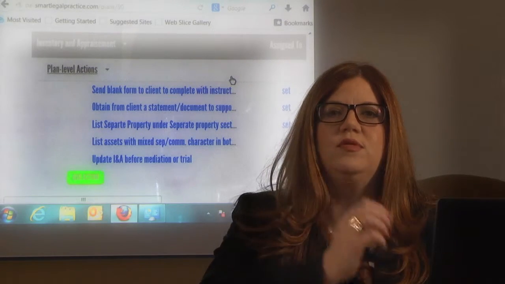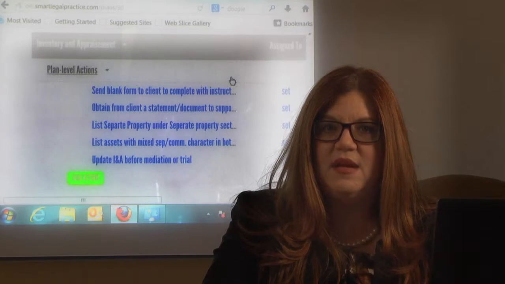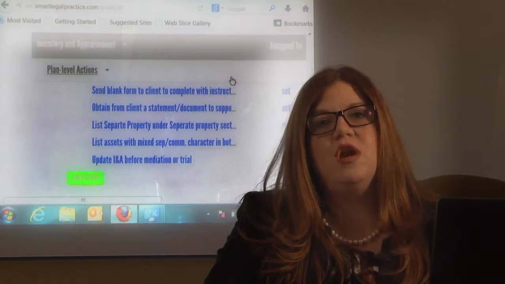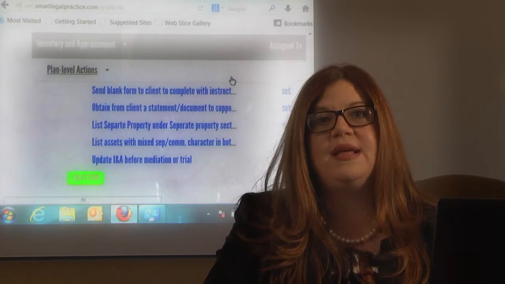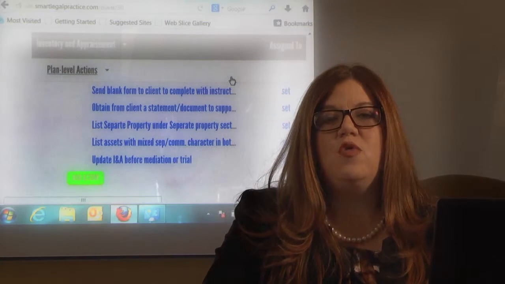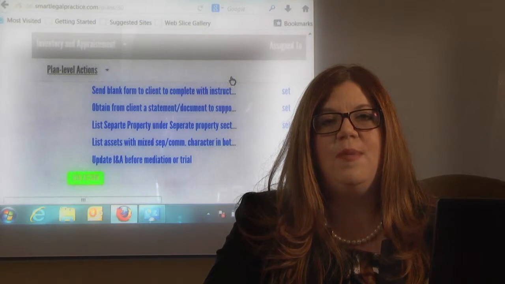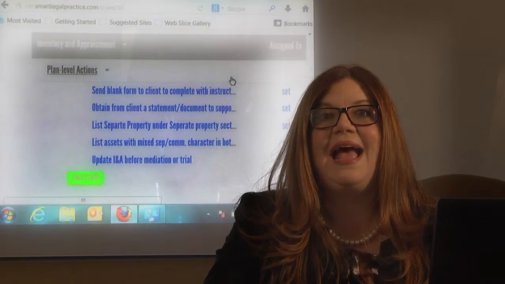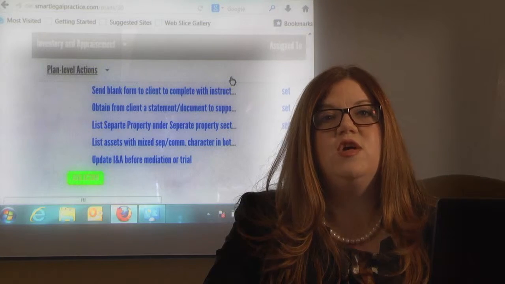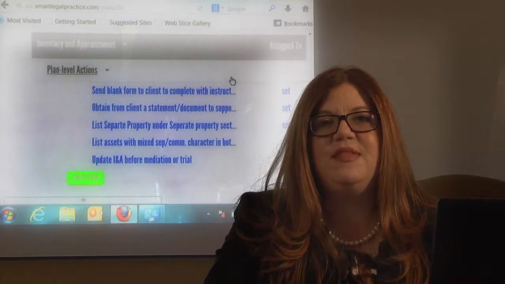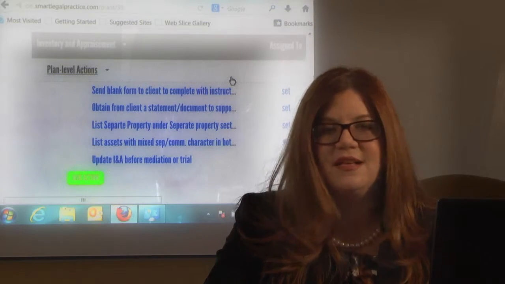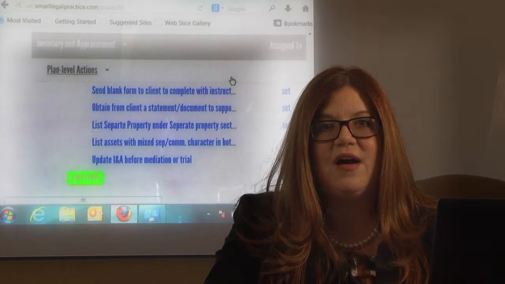Now, it sounds simple to fill out the inventory and appraisement, but remember that the clients are not lawyers and they do not understand the difference between community property and separate property. So we need to be educating them and helping them to put things in the right categories, because we don't later want what looks like an admission that something that is separate property is community just because the client didn't know what portion to fill out.